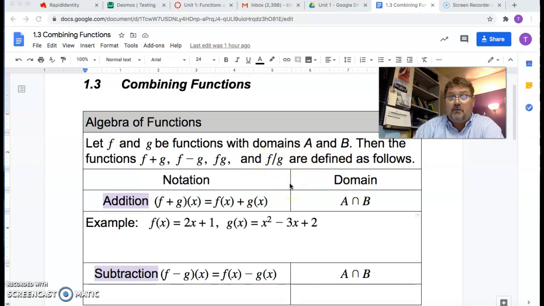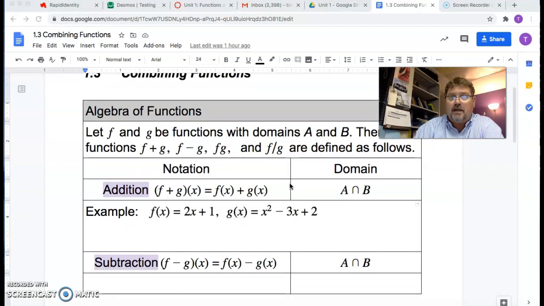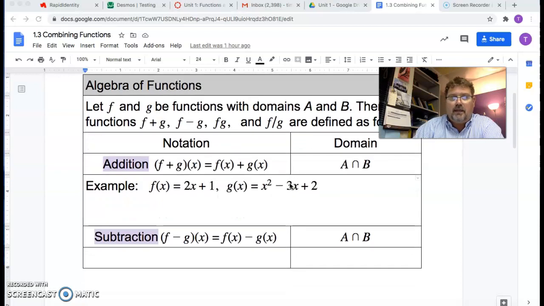F plus g, f minus g, this is a multiplication, f times g, and f divided by g are defined as follows. And what I really want to do is go through this one by one with you, do an example, and as usual, I'll update the notes after the video so we don't have to spend so much time typing and things like that, okay?